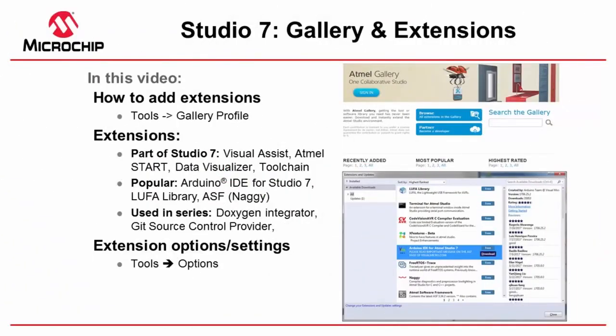In this video I'm going to talk about the Atmel Gallery and extensions to Studio 7. Studio 7 is quite a modular platform, and much of the functionality actually comes through in the form of extensions. So I'm going to talk about some of the default extensions, certain popular extensions, and then also other extensions which I just happen to use in the series and in my daily development. I'm also going to show you how you can connect the Studio options for the tools to the extensions which are installed. Let's have a look.